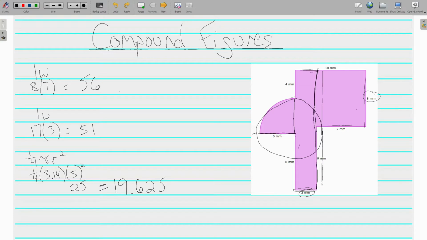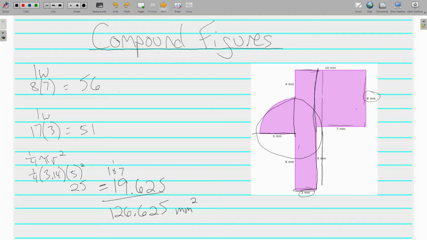But now I'm going to add all 3 of these together, the quarter circle and the 2 rectangles. 56 and 51 is 107. That's going to give me a total of, let's see, 0.625. 7 and 9 is 16. Carry the 1, 2. All right, 126.625. And this is square millimeters because we were finding the area. So for a compound figure, or composite figure, just break it up into smaller figures that you know, and then add them all together.